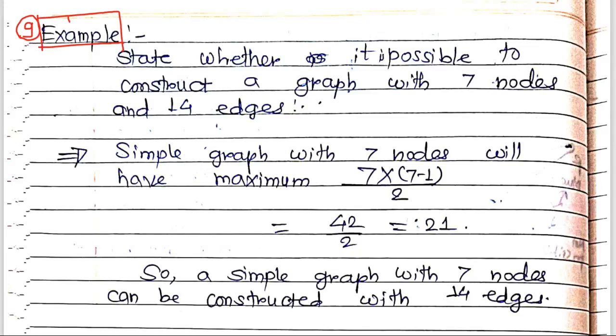Dear students, in this video we will see two examples related to the graph. Example one asks: state whether it is possible to construct a graph with 7 nodes and 14 edges. So we have to prove that. Is it possible to construct a graph with 7 nodes and 14 edges?